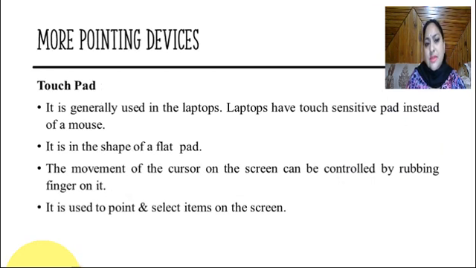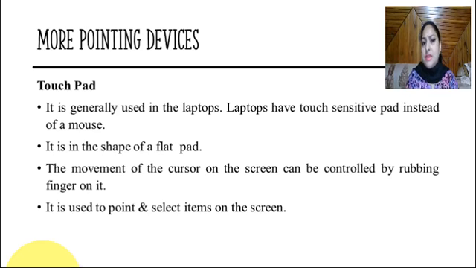More pointing devices like the touchpad and touchscreen are also used these days. Touchpad is generally used in laptops. Laptops have a touch-sensitive pad instead of a mouse. So it is in the shape of a flat pad. The movement of the cursor on the screen can be controlled by rubbing a finger on it. It is used to point and select items on the screen.